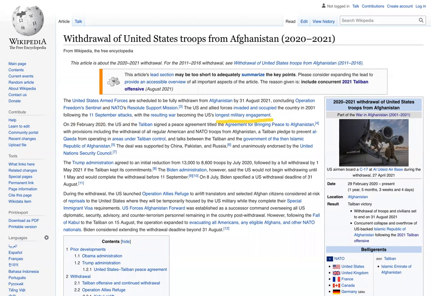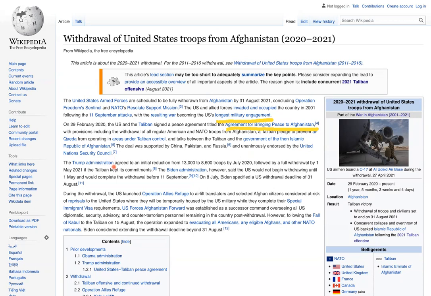On 29 February 2020, the US and the Taliban signed a peace agreement titled Agreement for Bringing Peace to Afghanistan, with provisions including the withdrawal of all regular American and NATO troops from Afghanistan, a Taliban pledge to prevent Al Qaeda from operating in areas under Taliban control, and talks between the Taliban and the government of the then Islamic Republic of Afghanistan. The deal was supported by China, Pakistan, and Russia and unanimously endorsed by the United Nations Security Council.